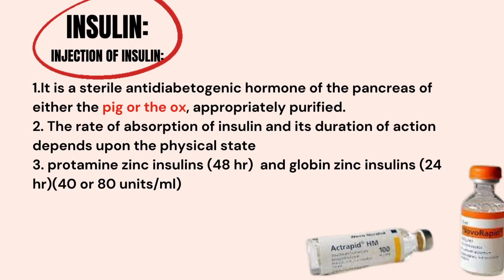Injection of insulin. It is a sterile anti-diabetogenic hormone of the pancreas of either the pig or the ox, appropriately purified. The rate of absorption of insulin and its duration of action depends upon the physical state. 48 hours for protamine zinc insulins and 24 hours for globin zinc insulins, for 40 or 80 units per ml.